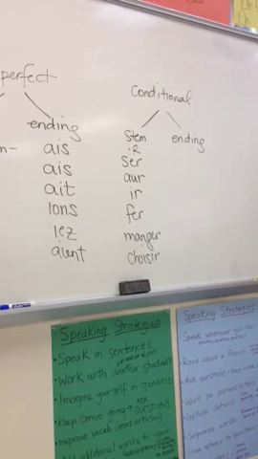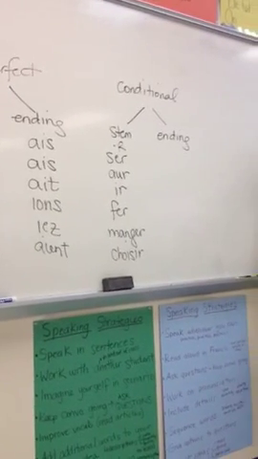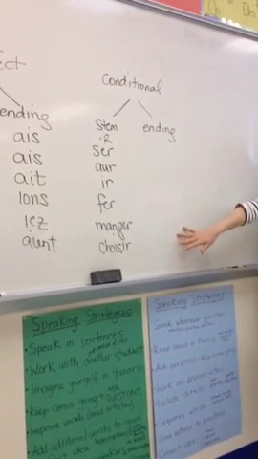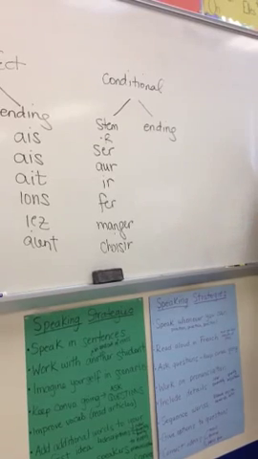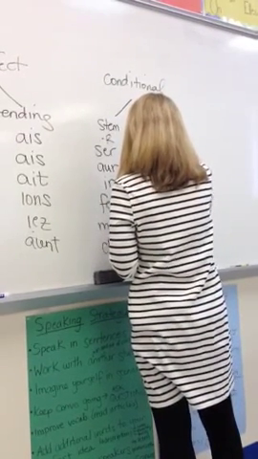Remember the future conditional stems? What is the first one? Ser, that's être. Aller, ir. Or it's the entire infinitive. And then the endings are ais, ais, ait, ions, iez, aient.